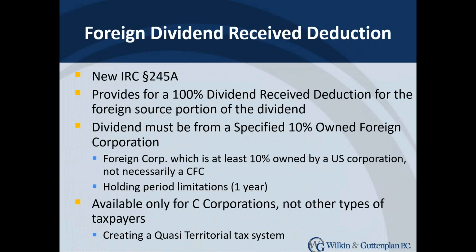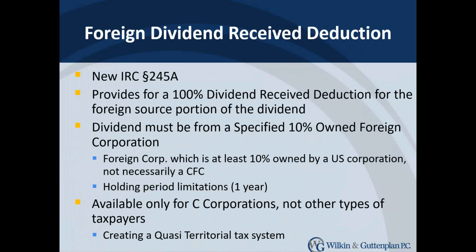That hasn't changed. What has changed is we have a new code section, and as accountants we love code sections, and it's code section 245A, which provides a special deduction. And this deduction is a deduction to completely offset the dividend income that's received from a foreign subsidiary.